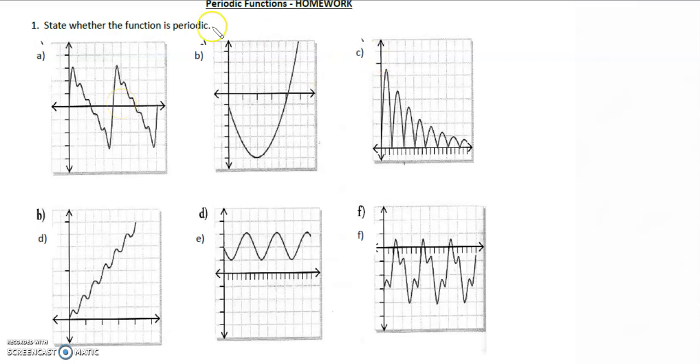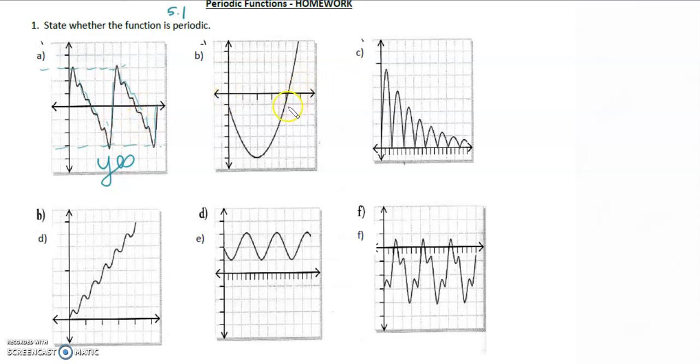Okay, 5.1 periodic functions homework. So first we're going to state whether each of these functions is periodic. Okay, so when we take a look at A, we see a rise and then a zigzag fall and then a rise again. Rise, zigzag fall, rise. So I would say yes, this one is periodic. We can see that the maximum is consistent, the minimum is consistent, and then the pattern between is consistent as well.